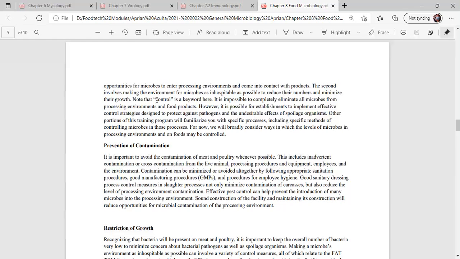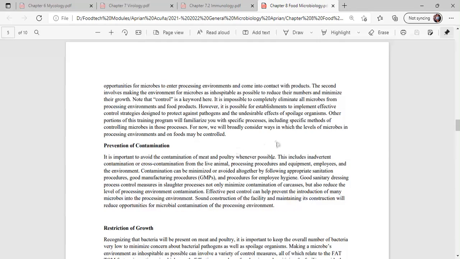The first involves reducing opportunities for your microbes to enter the processing environment and come in contact with your product, meaning the workers. The second involves making the environment as inhospitable as possible for your microbes, to reduce their number and minimize their growth. Note that the word control is a key term here. It is not possible to completely eliminate all microbes from processing environments and food products. However, it is possible for establishments to implement effective control strategies designed to protect against your pathogens and the undesirable effects of your spoilage organisms.